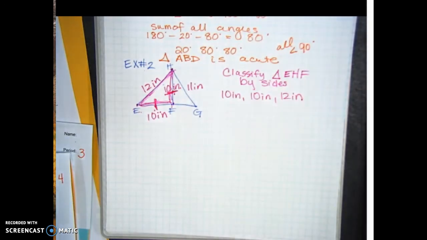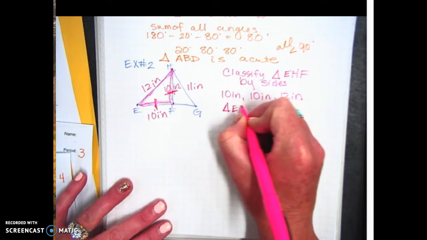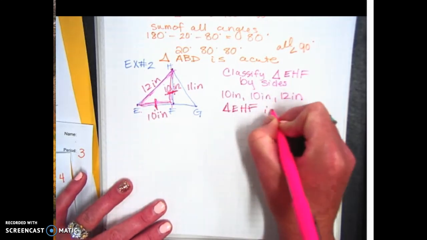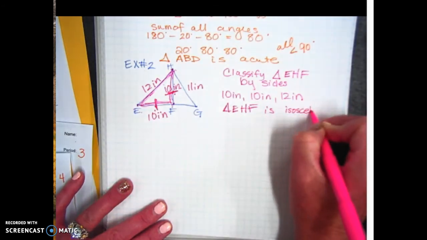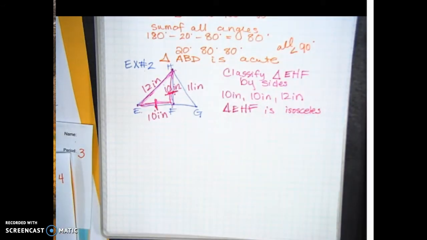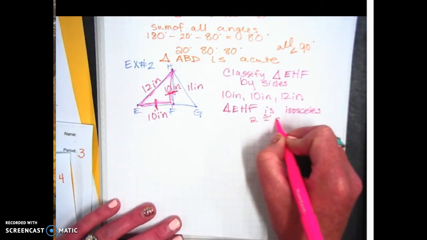So we need to classify it by its sides. So that should be the top row, right? Because angles was the bottom row. So top row, our choices are equilateral, isosceles, or scalene. Which one is it? So we're going to say triangle EHF is isosceles. And isosceles has sort of a little funny spelling. Okay? Why? Because it has two congruent sides.